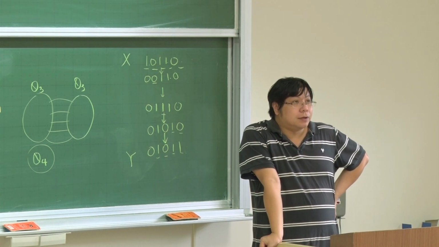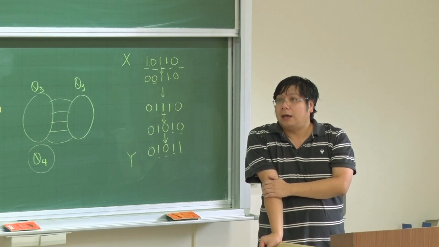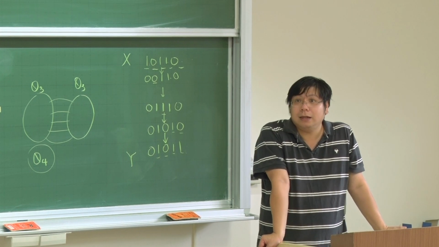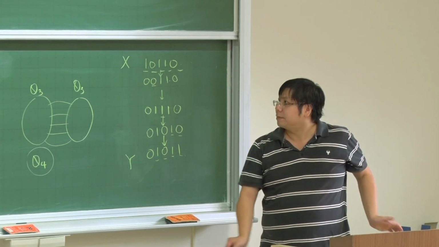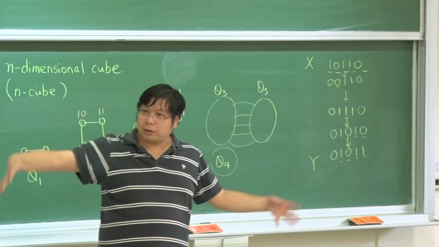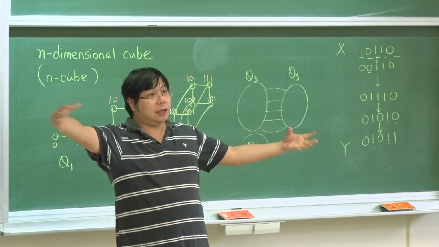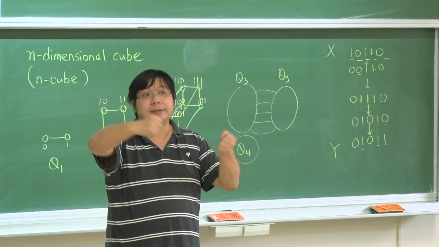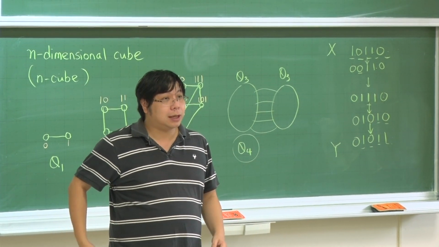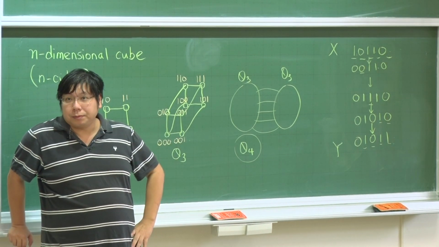So in Q5, the maximum number of edges we need to use is 5. And in Q10, the maximum number of edges we need to use is 10. Is that okay? So in that sense, this n-cube can be a network that contains many, many nodes, but the distance is very, very short. Even if I have 1,000 nodes, the distance is only 10. If I have 1 million nodes, the distance is only 20. Is that okay? And also the number of edges is not that many.